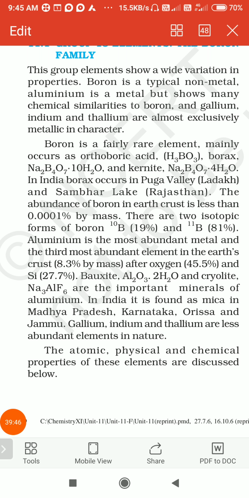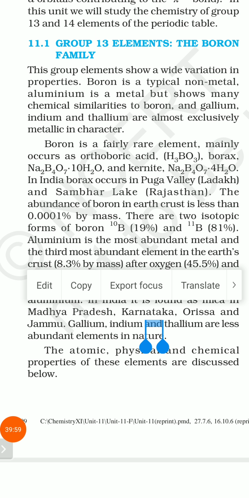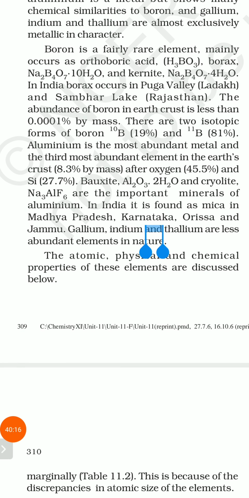What about the remaining elements? Gallium, indium, thallium. These are less abundant elements in nature. That means you get these elements in extremely small quantities. So these are the compounds of your 13th group elements.